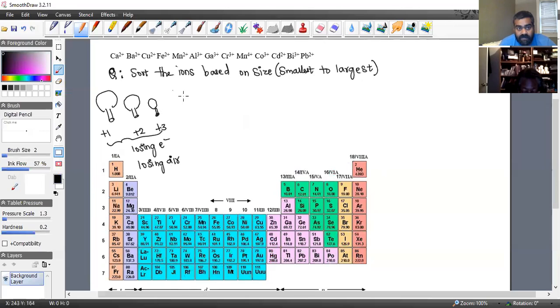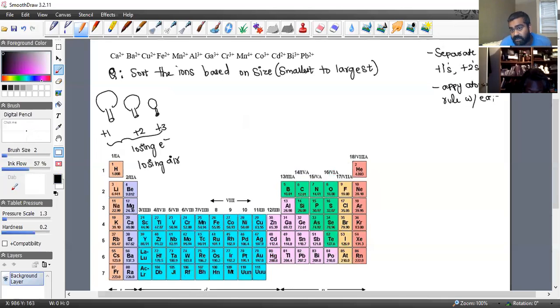First, you have to figure out which ones are plus ones, plus twos, and plus threes. And then you apply the rule. So let me write a summary of it. Actually, the best way would be to separate plus ones, plus twos, and plus threes. And then apply the atomic size rule within each group.